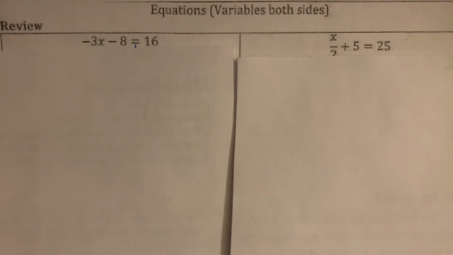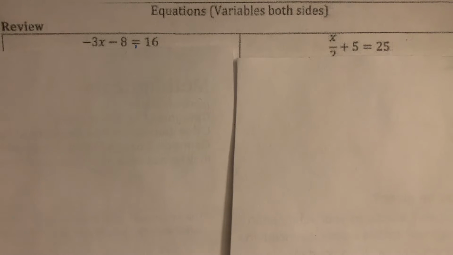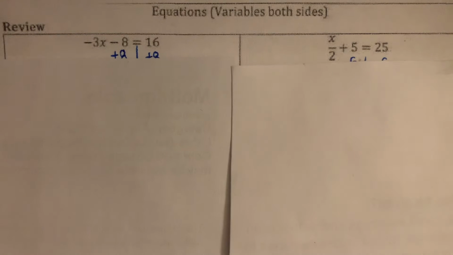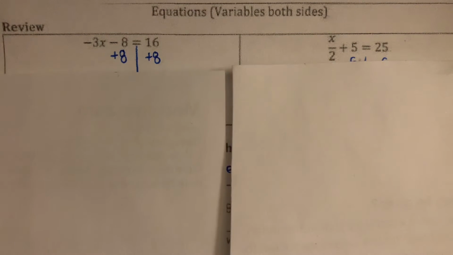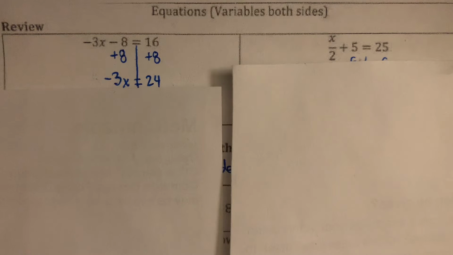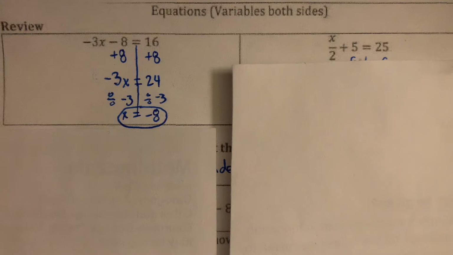In this video, we will be solving equations with variables on both sides. So let's do a little bit of review. If we have negative 3x minus 8 equals 16, we should remember that we want to add 8 first to both sides. After that happens, the 8 cancels out. We get negative 3x equals 24, and then we divide both sides by negative 3, giving us x equals negative 8.